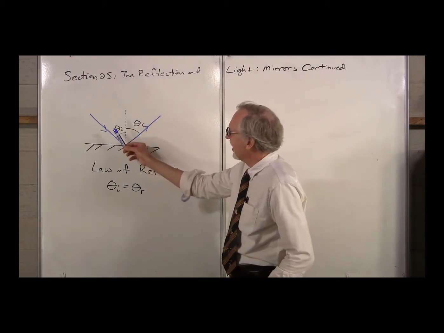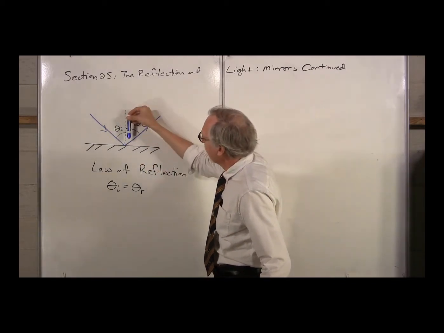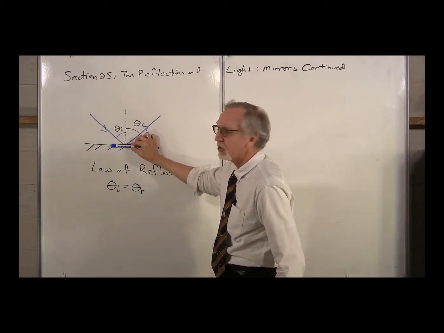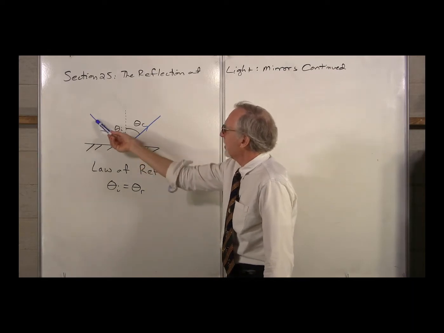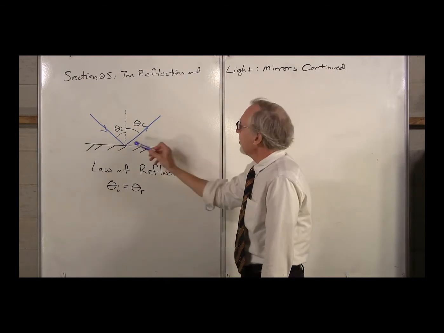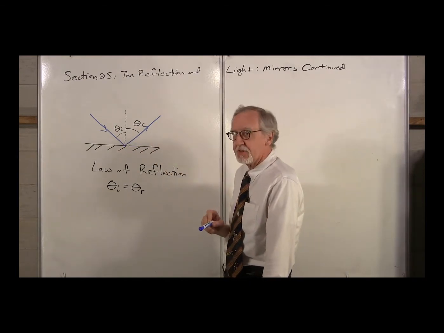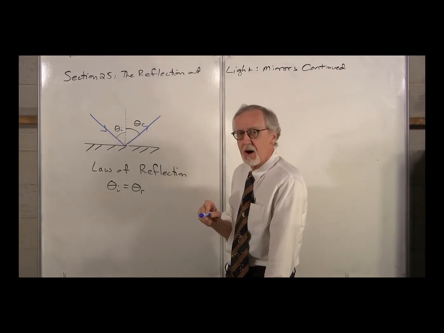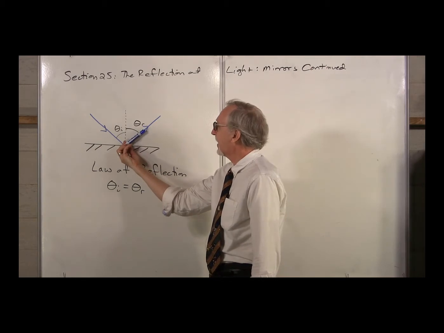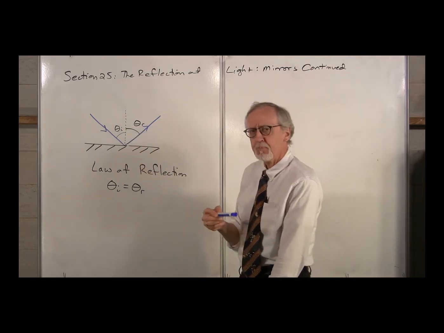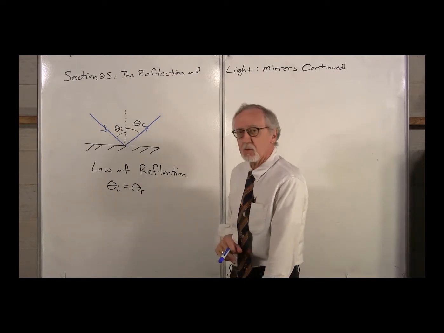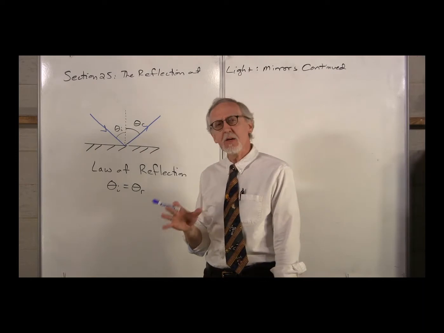If we define the angle between the incoming ray and the normal line, so the normal line is the line that's perpendicular to our surface, we'll call that theta sub I, the incident angle. The ray reflected off of the surface with an angle we'll call theta sub R, that's the reflected angle, and again the reflected angle is the angle between the reflected ray and the normal line. The law of reflection told us that the incident angle was equal to the reflected angle. In other words, theta sub I equals theta sub R.